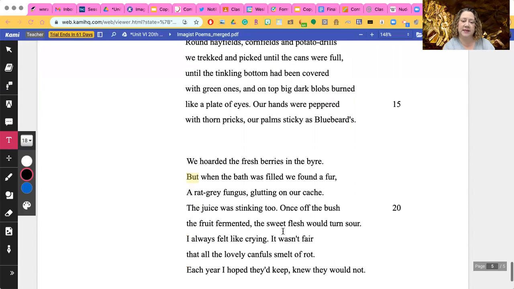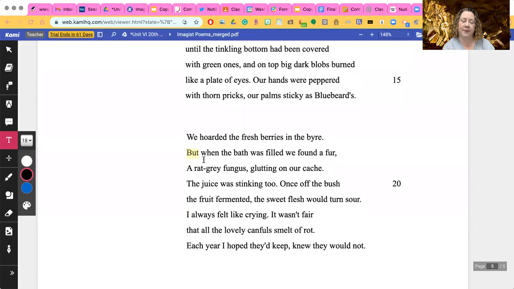And then the second stanza is about what happens because they overindulge and they have way too many berries. It rots before they can eat it all. And so they put it in the barn, and then what happens is a fungus takes over, the juice ferments, and they can't eat them. So it's a metaphor, a parable for being more wise and only taking what you need.